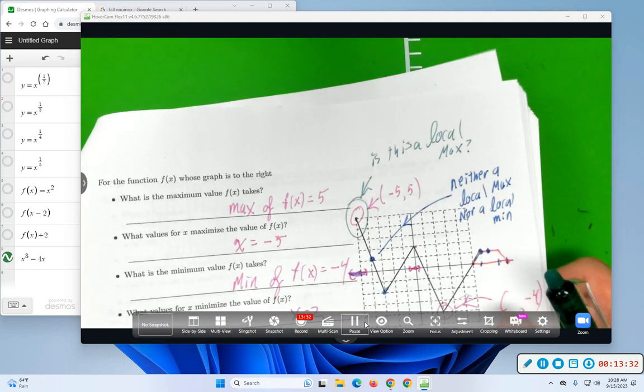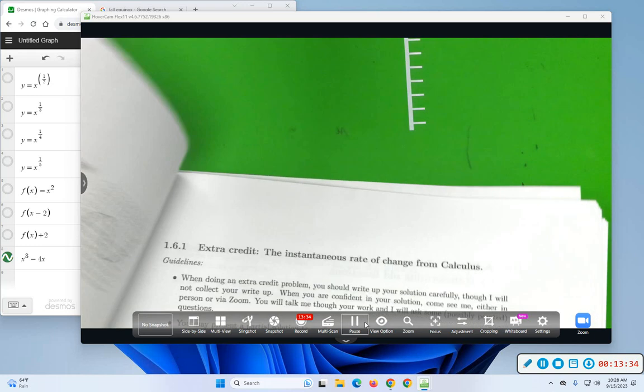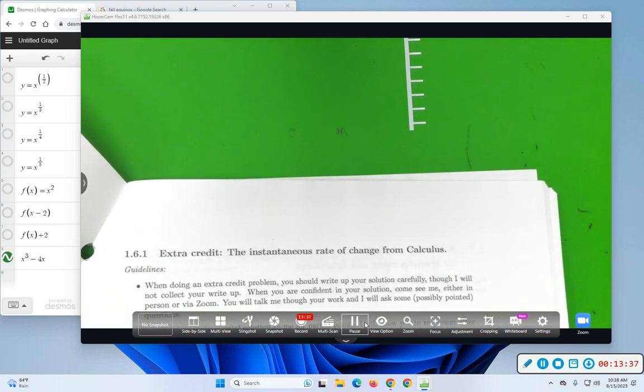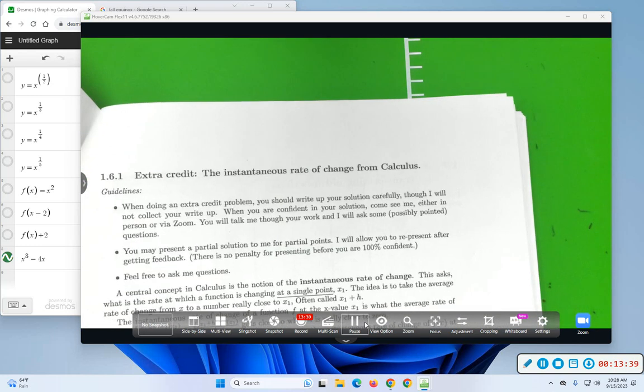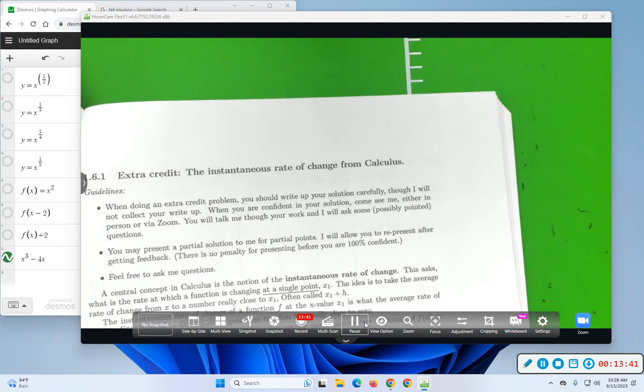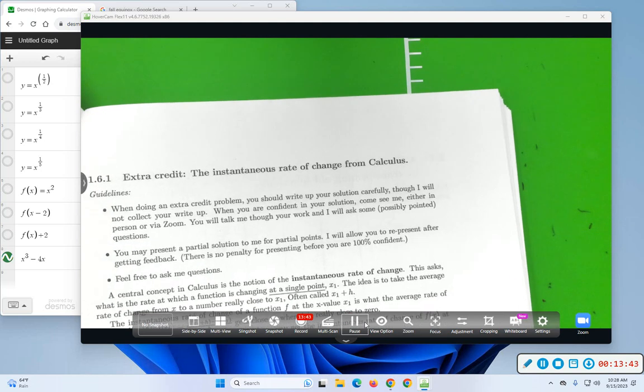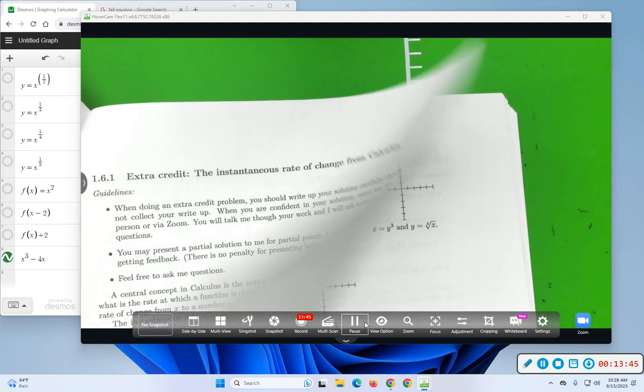Mess around with the webwork and see if the things in the webwork make sense. There's an extra credit immediately involving the idea of rates of change. Take a look at it if you want to.